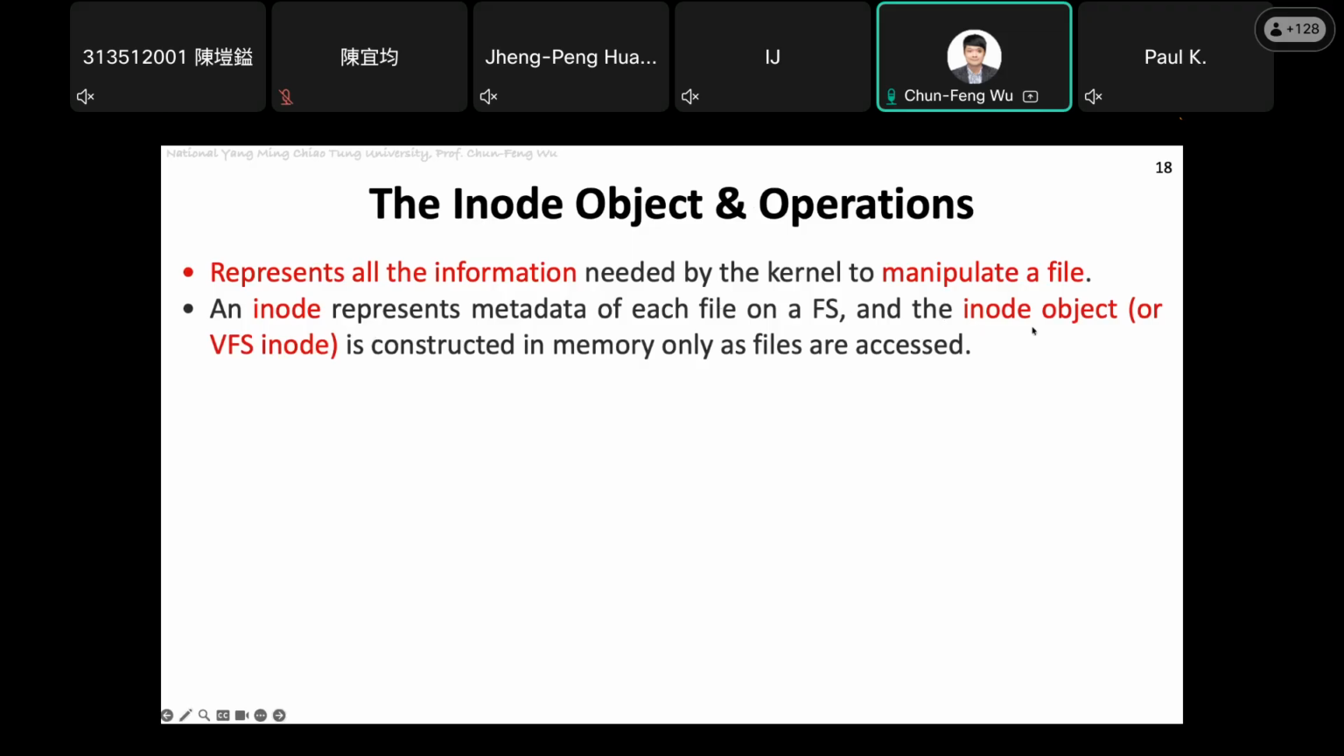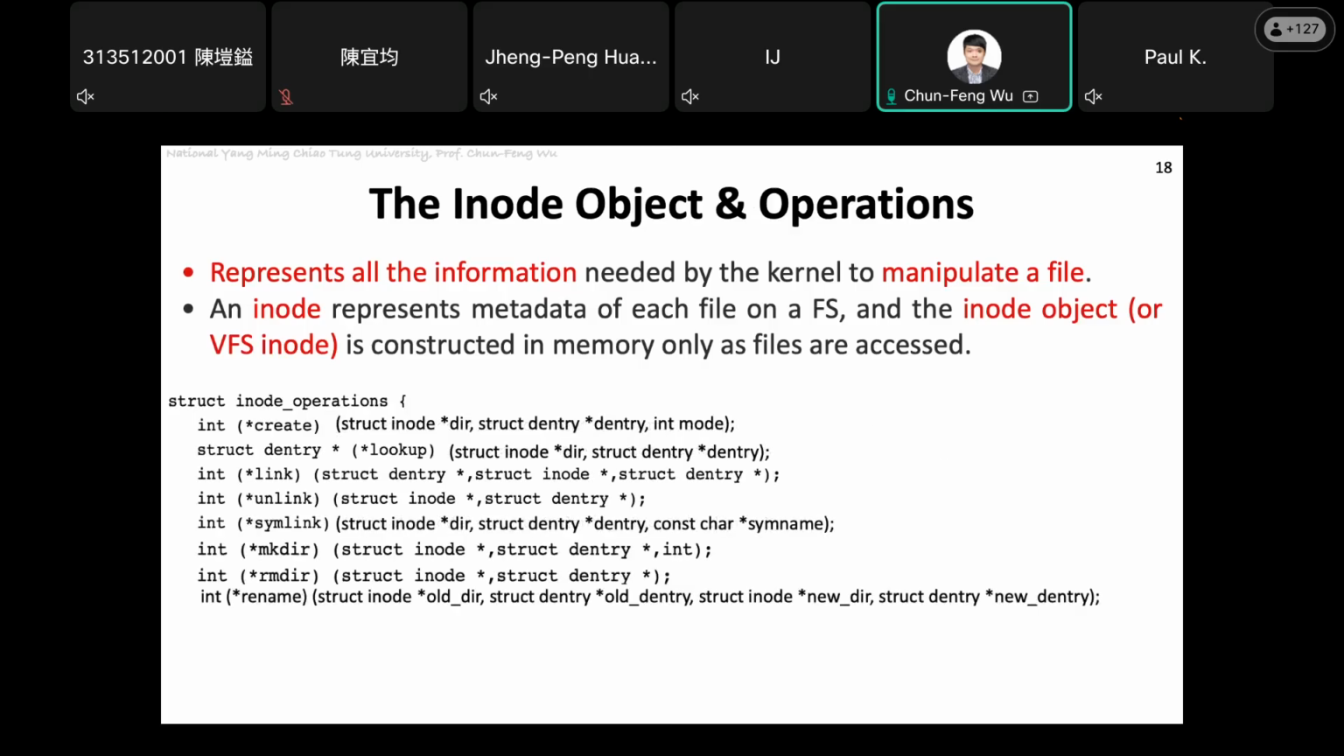But the inode object usually helps the VFS to do fast access. The inode object can be constructed on the fly. You just move the inode data from the storage device to the memory, then it becomes the inode object.